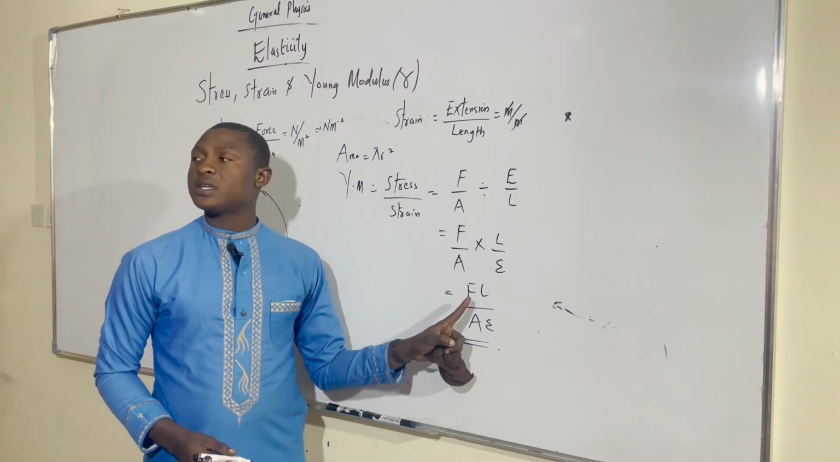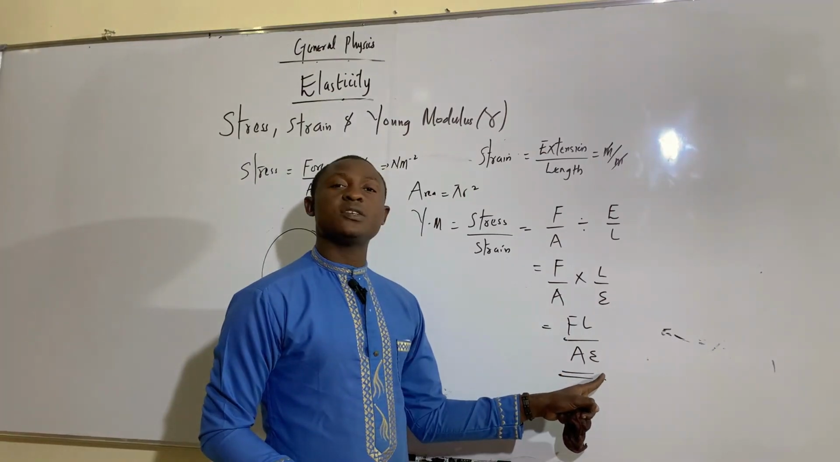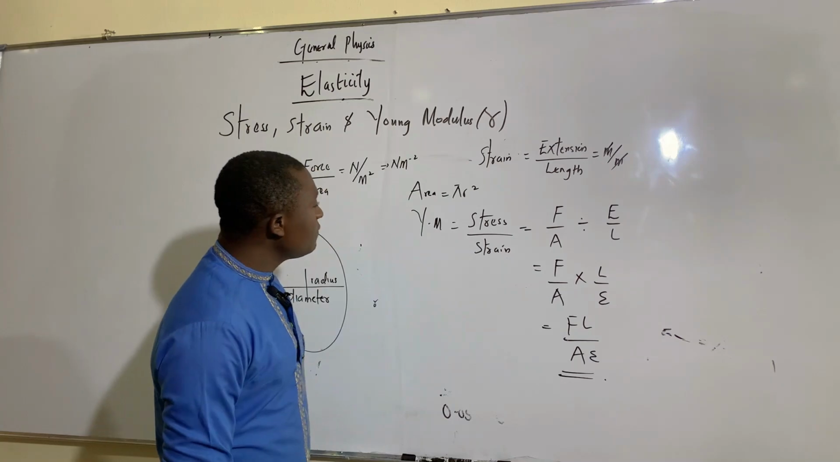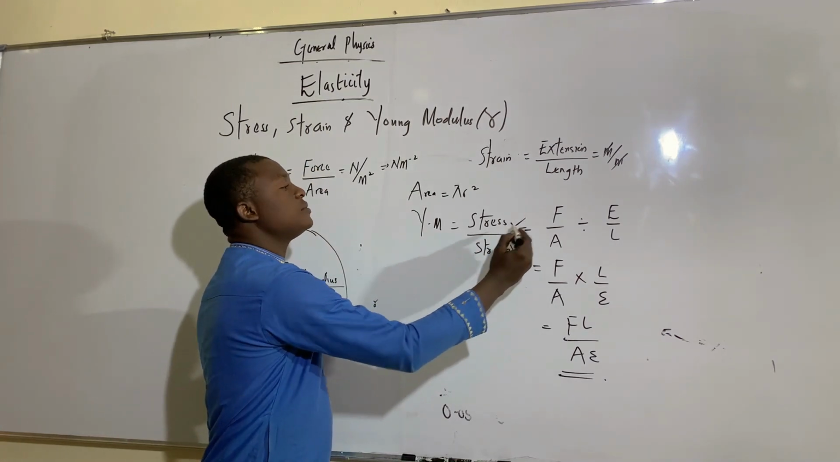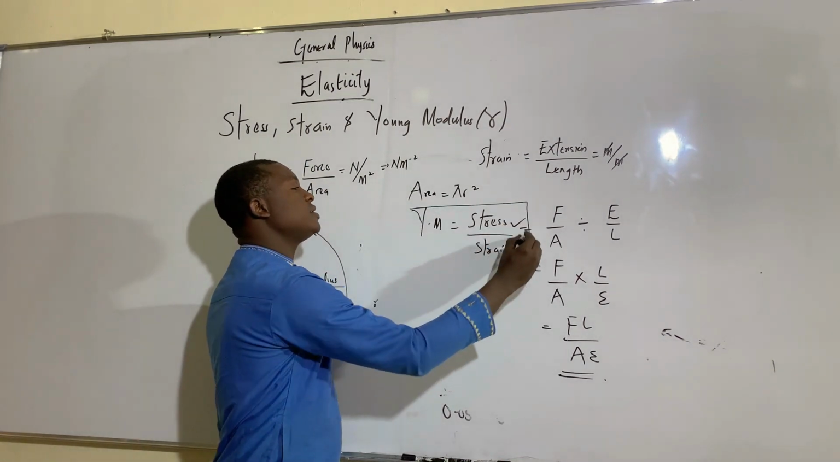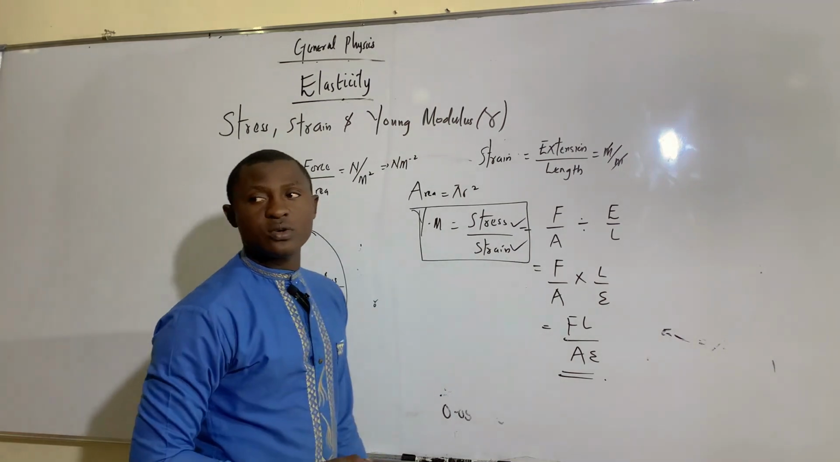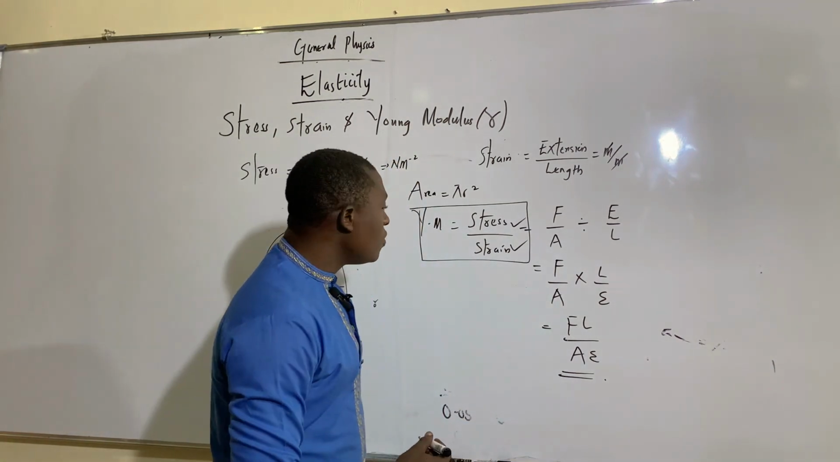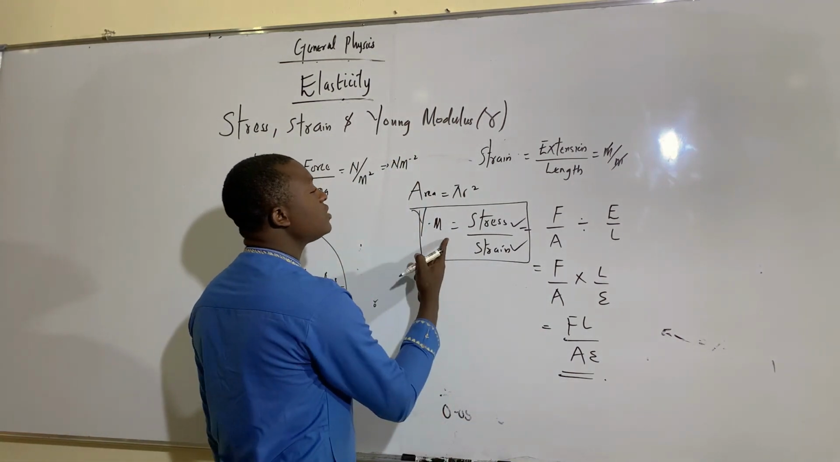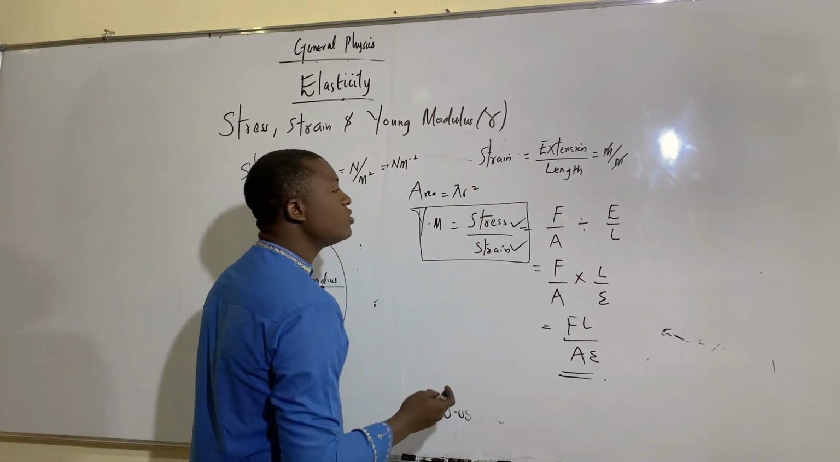So if you are given force, length, area, and extension, you can just apply this one. But if the stress and the strain are given, you can just apply it from here by saying that your modulus is equal to stress over what? Stress over strain.